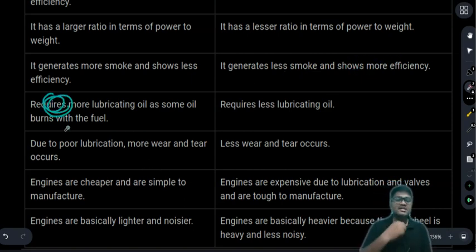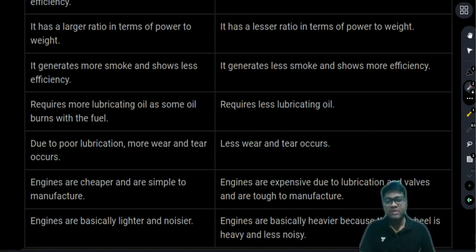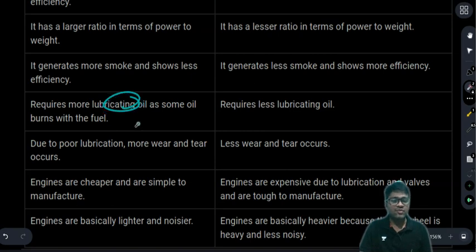Okay. So definitely in the case of your two-stroke engine, we are getting a power stroke in each revolution of the crankshaft. That means it will require a larger amount of lubricating oil. Sometimes the lubricating oil we provide inside a two-stroke engine also gets burnt inside the engine itself. So basically we have to provide the maximum amount of lubrication in a two-stroke engine, right? A four-stroke engine requires less lubricant. Okay, we can understand that.